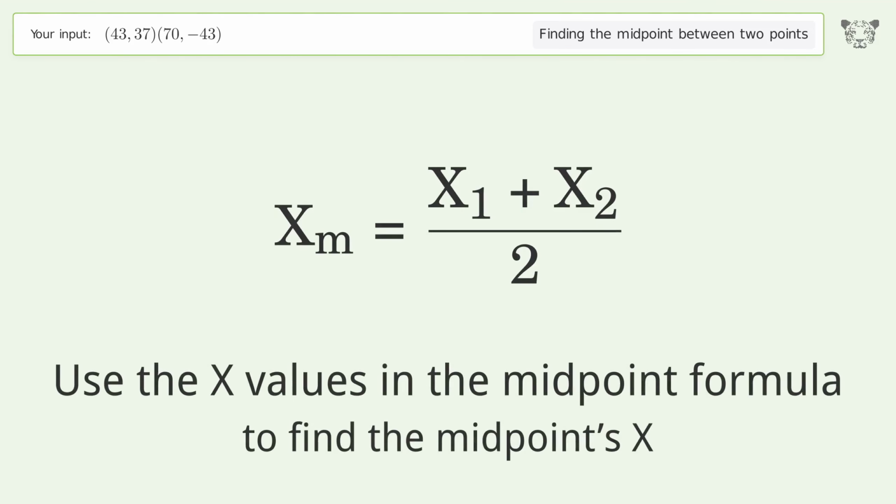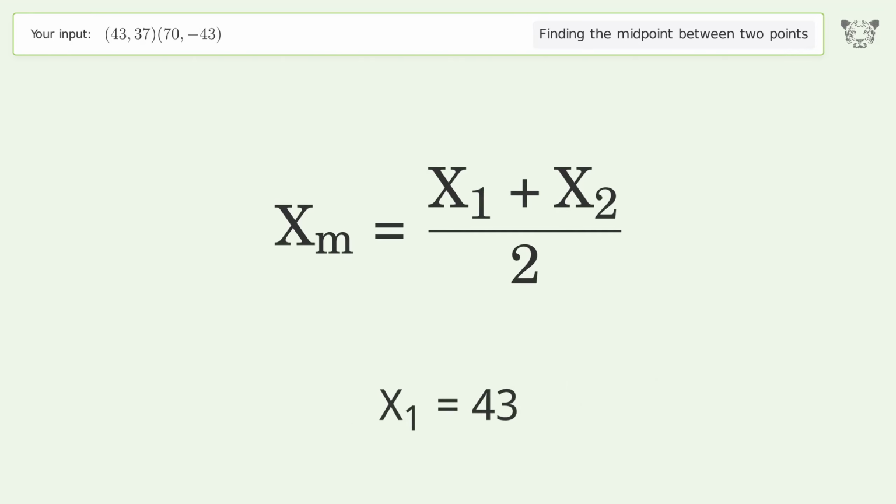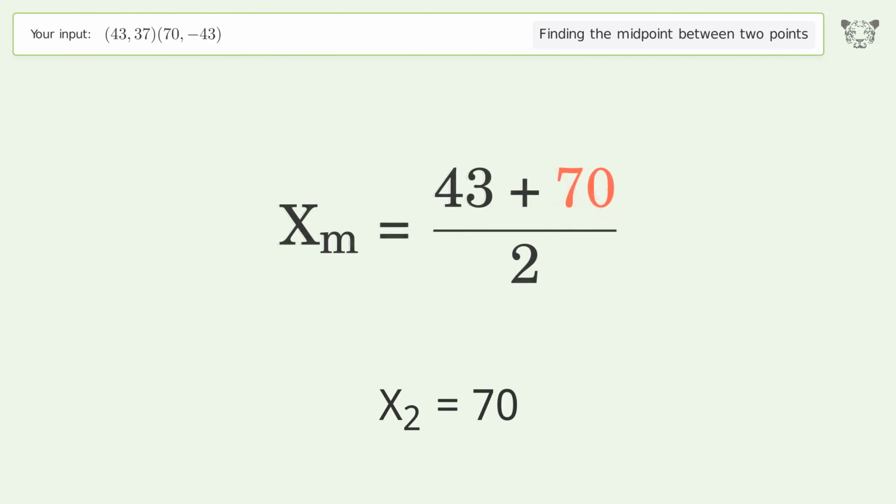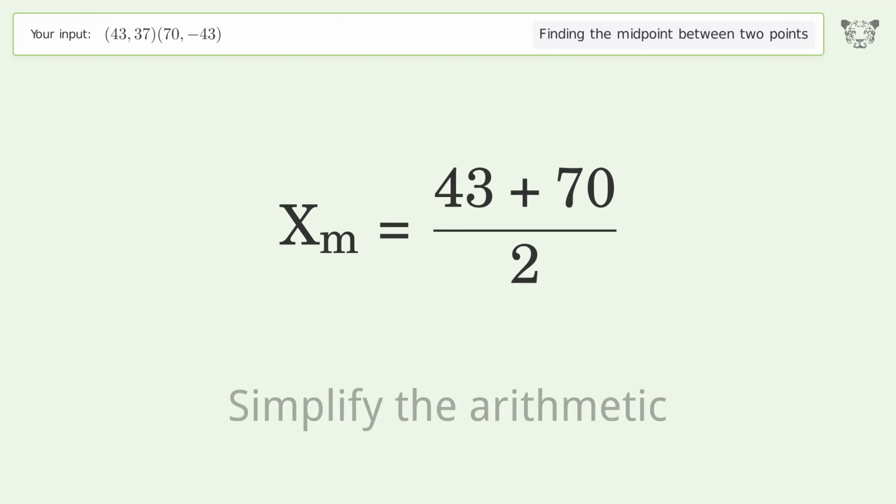Use the x values in the midpoint formula to find the midpoint's x. x1 equals 43. x2 equals 70. Simplify the arithmetic.